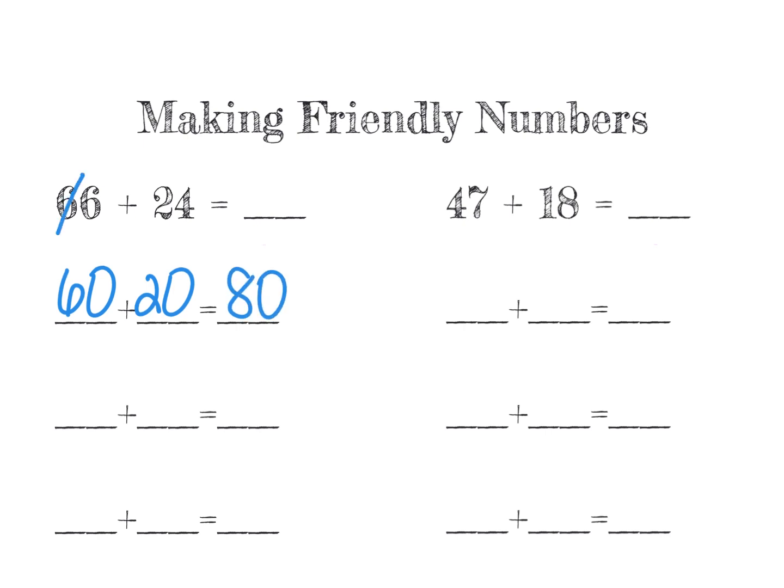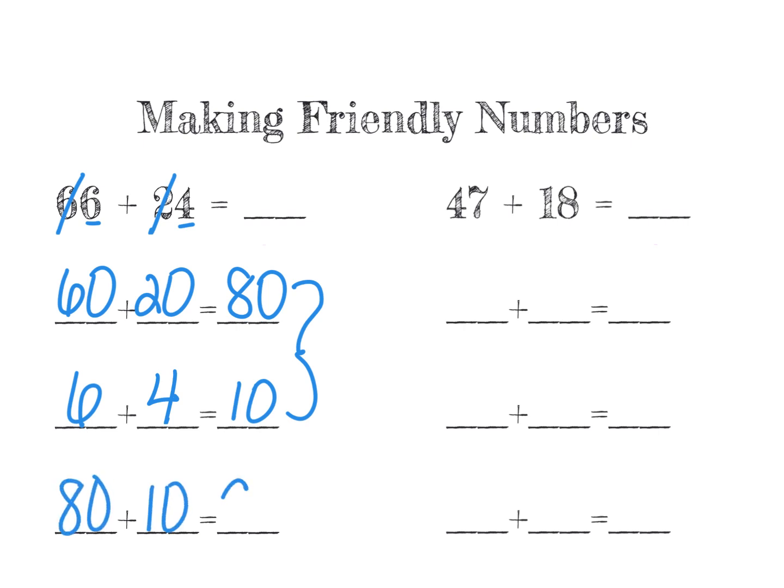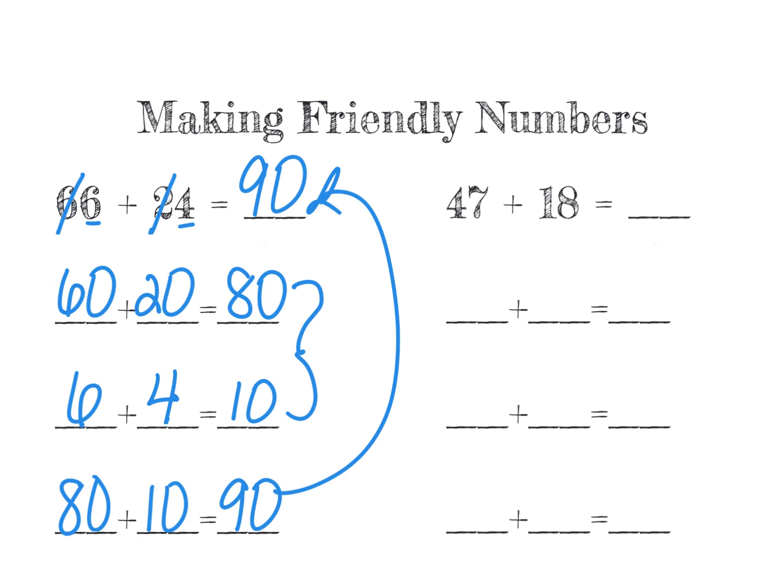So now we've used these places, and now we need to use our ones. 6 plus 4 is 10. Now we need to add these two. 80 plus 10 equals 90. That number is going to come back up here. 90.